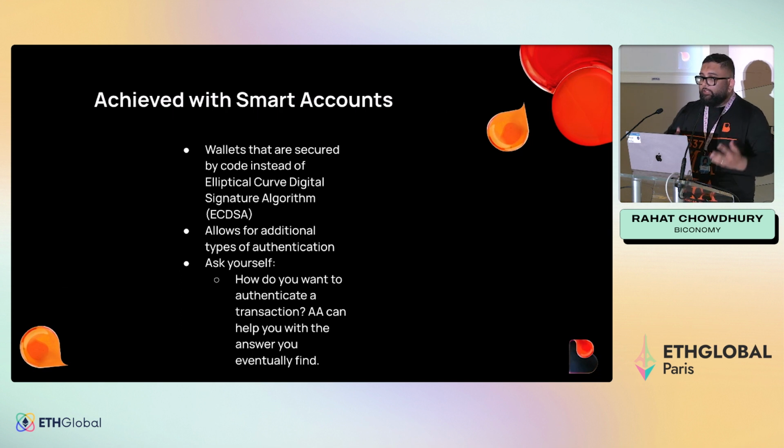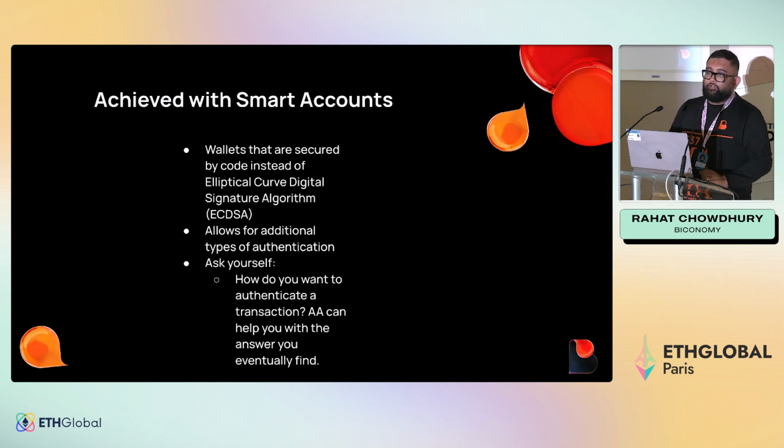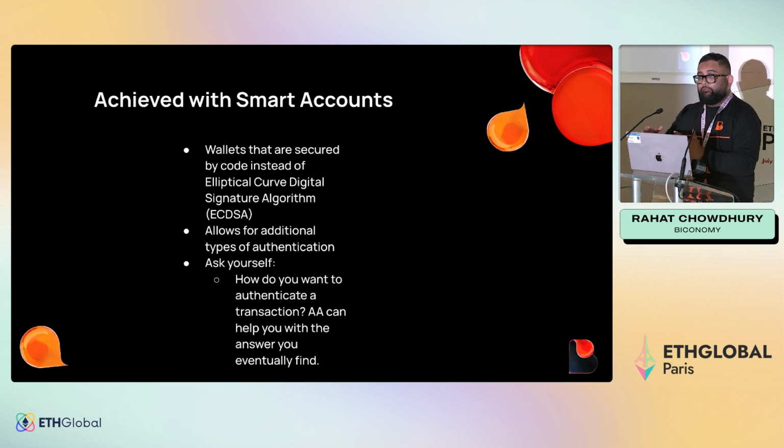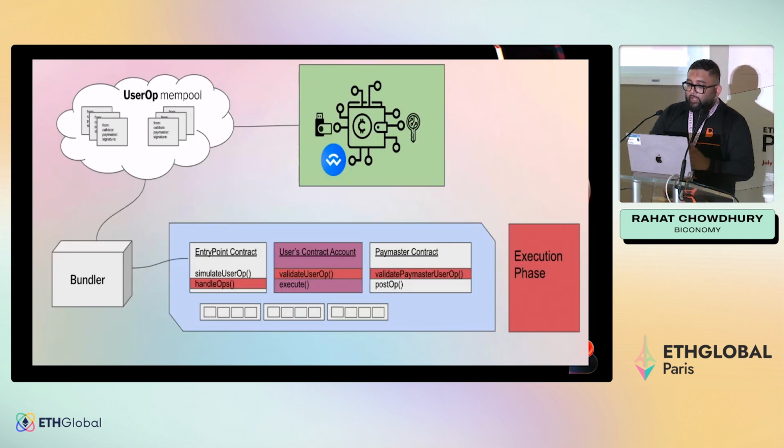So the main thing you want to ask yourself is, how do I want to authenticate a transaction? What additional logic do I want to add on top of it? That's the most basic way of thinking about account abstraction. Just taking a transaction and figuring out what else you can add before you validate or let it actually go through. Quick diagram just to show the life cycle of how this works.